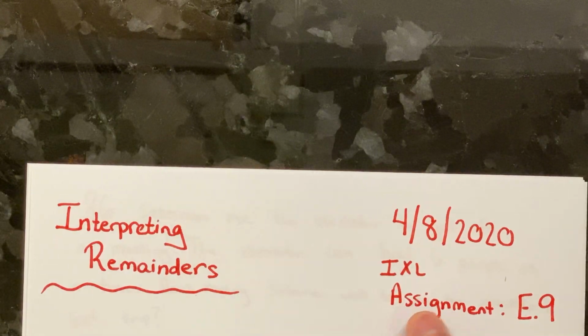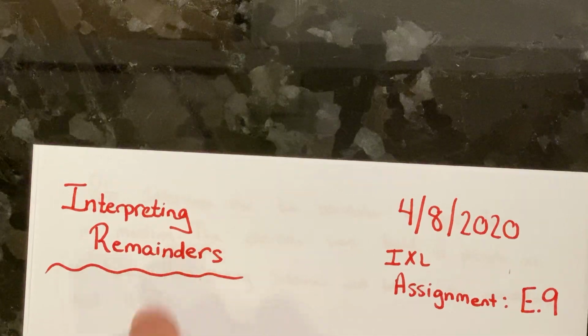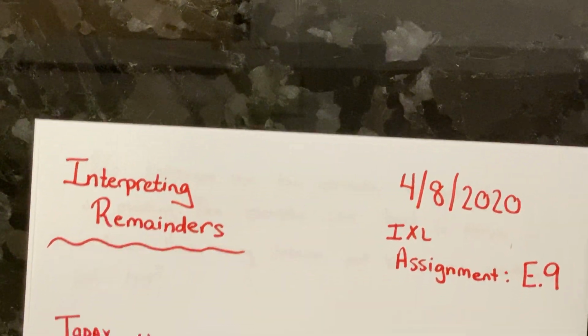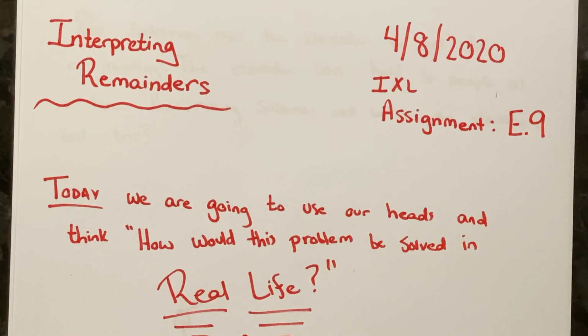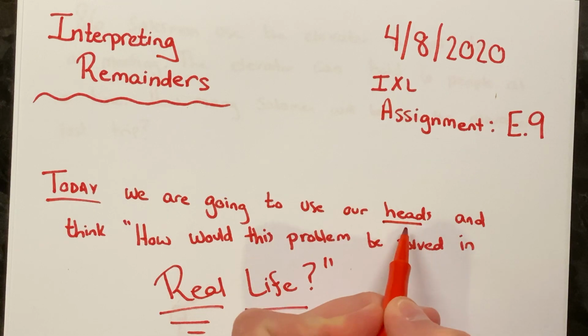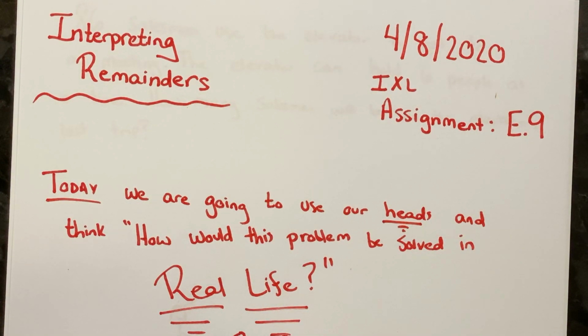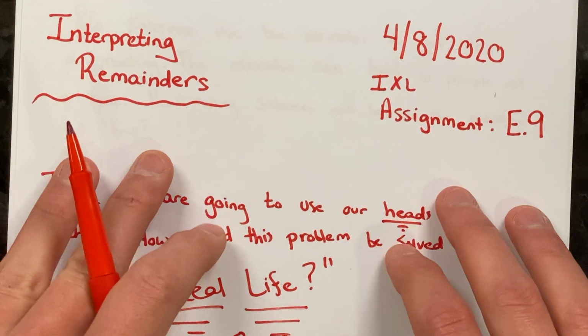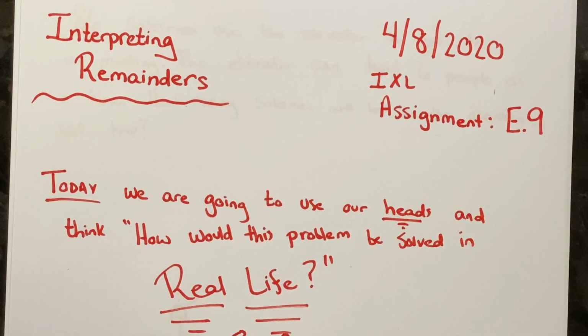Your IXL lesson at the end of this will be called E9. And the lesson title for today, which I'm super pumped about, is Interpreting Remainders. Today, we are going to be using our heads. Think, think, think. How would this problem be solved in real life? If I was faced with this issue, how would I actually solve it in real life?